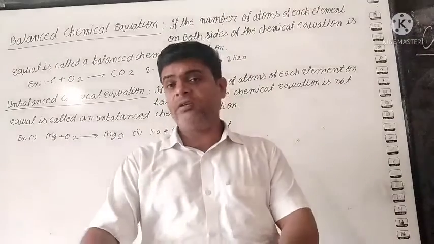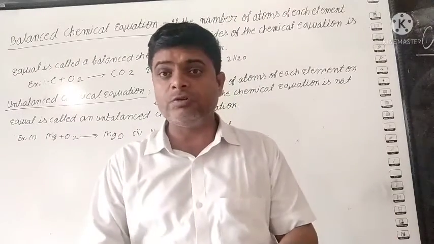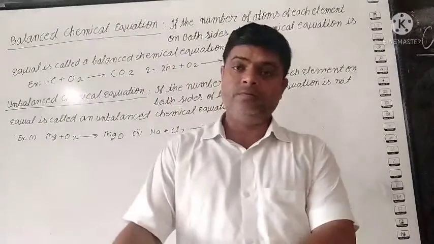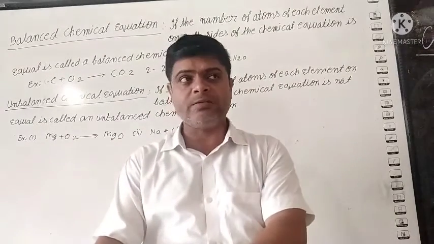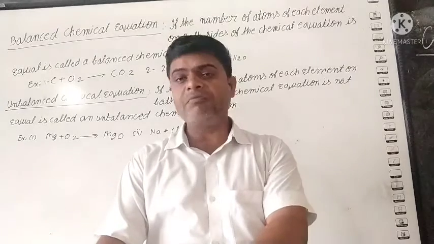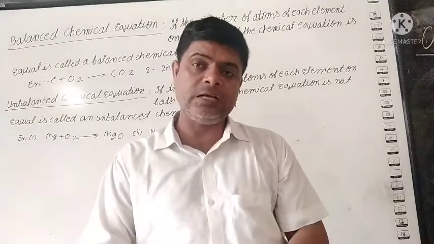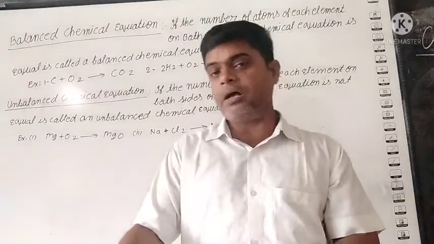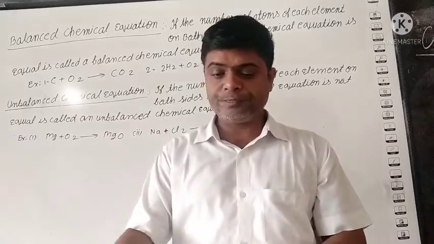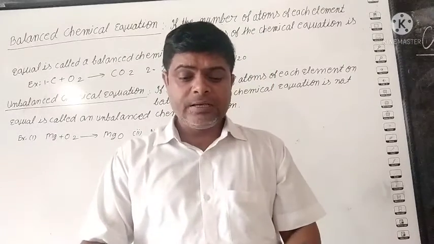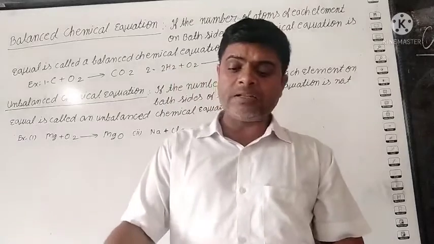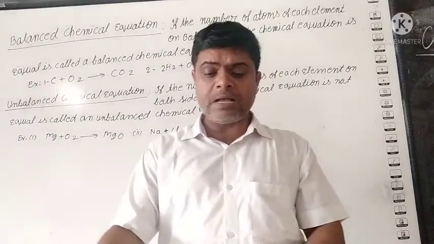Because if we do the balanced chemical equation, then the question is, why do we need it? Because we follow the law of conservation of mass. According to the law of conservation of mass, in any chemical reaction, the mass of reactants equals the mass of products. Clear? So students, balancing a chemical equation is done to show that matter is conserved.